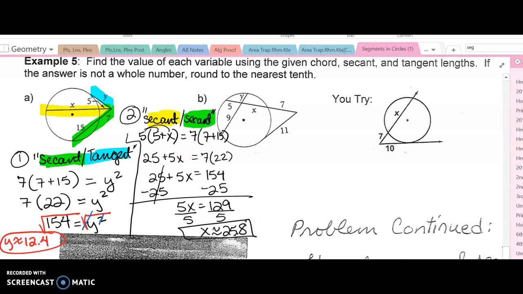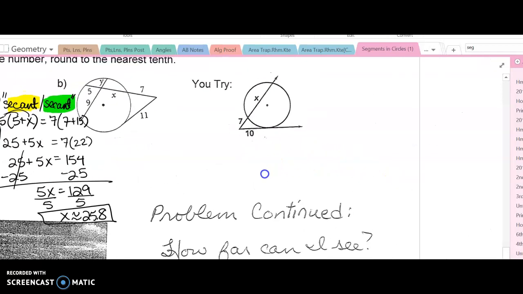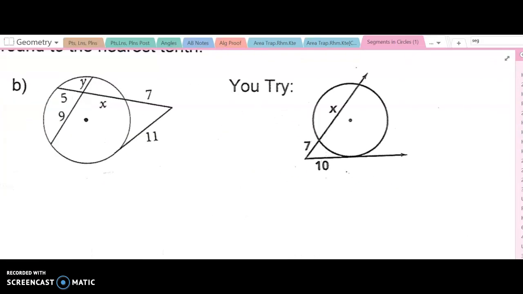Whew! All right, that was all just part A. So now let's go look at part B. Okay, again, on this one I have 3 lines. It looks like I have a chord because it doesn't go outside the circle. I have a secant, and I also have a tangent. So lots of things that I'm thinking about.